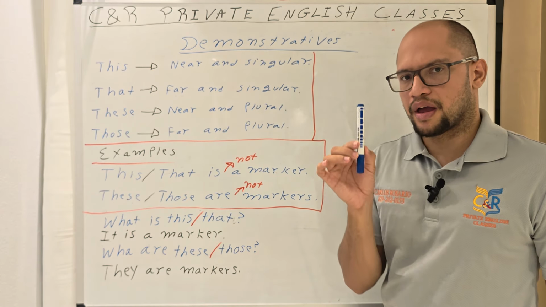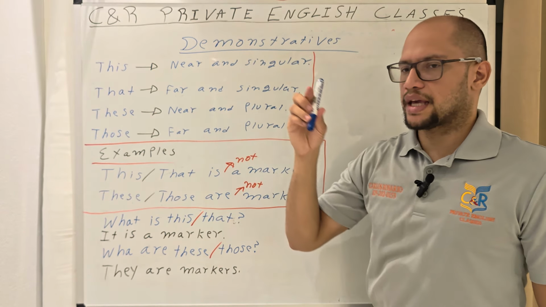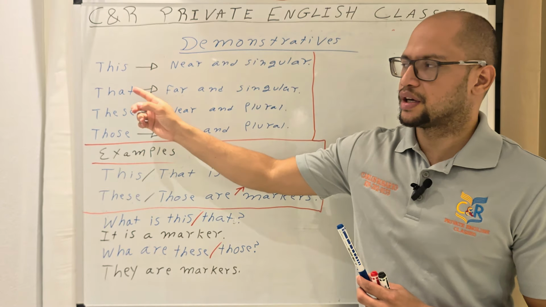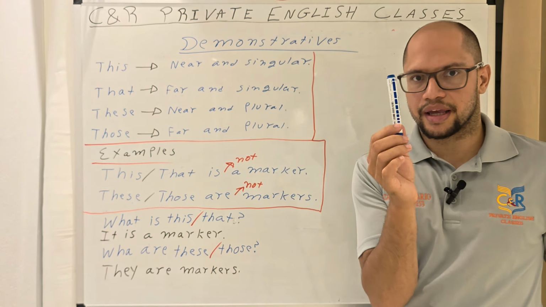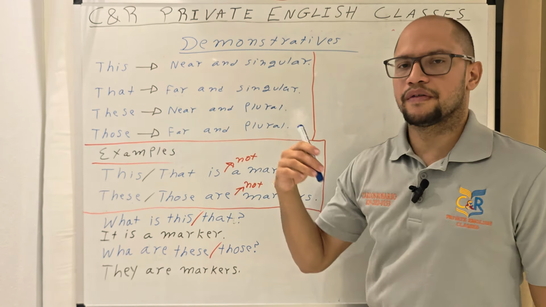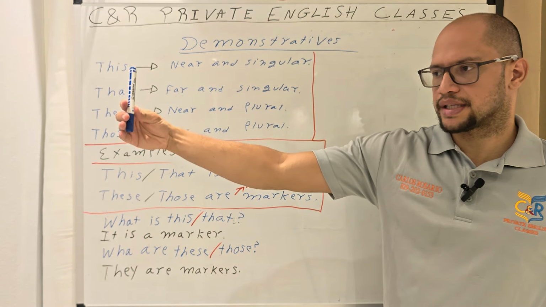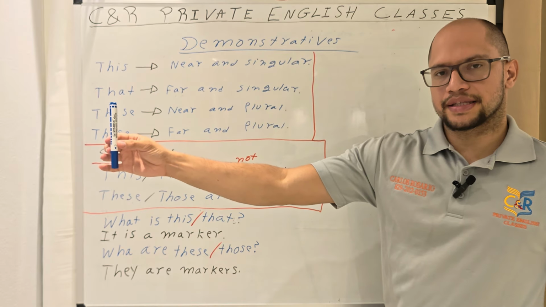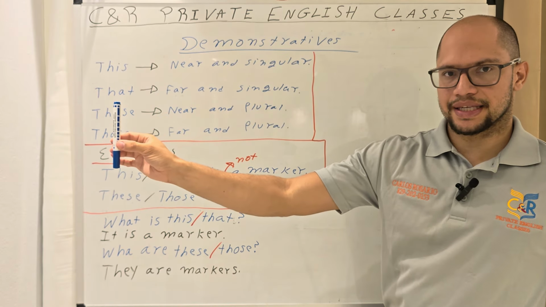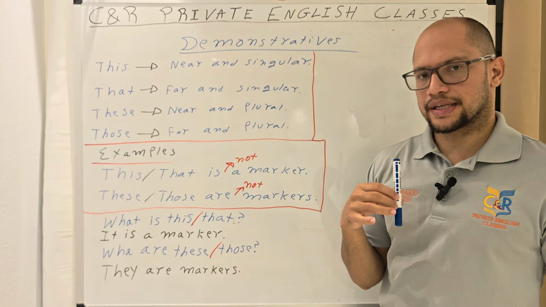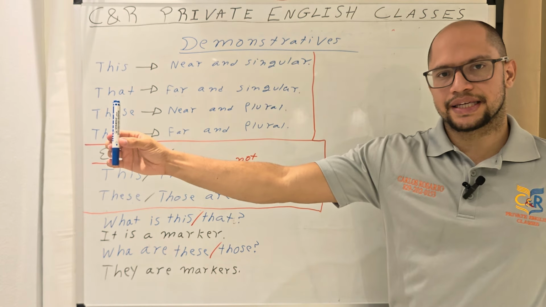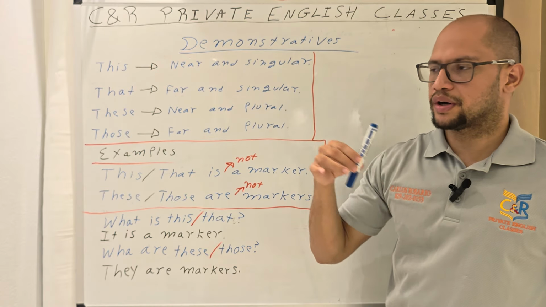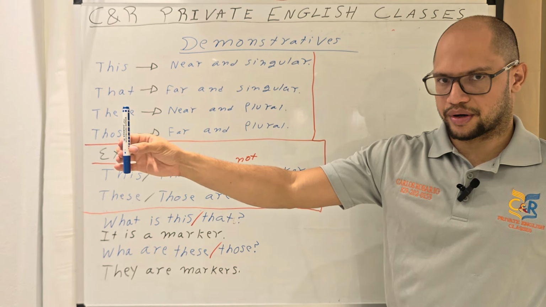This is a marker. You use that when the object is singular, again, only one, but also far. The distance is far. So this is a marker. That is a marker.